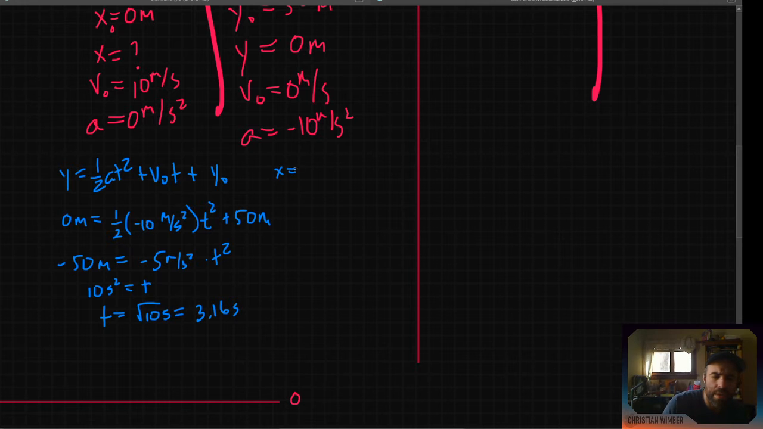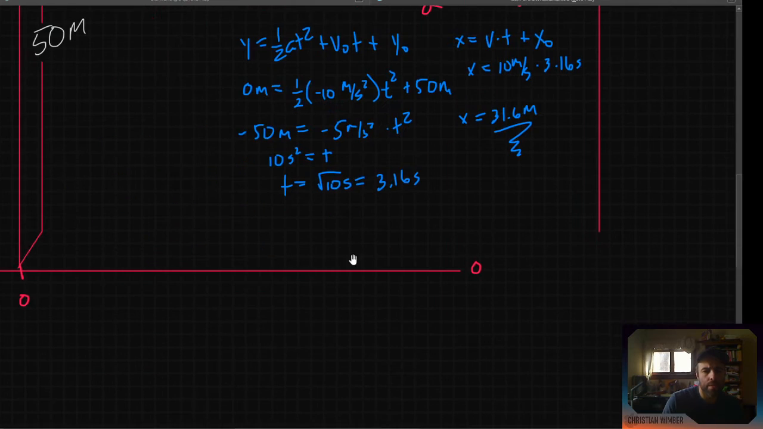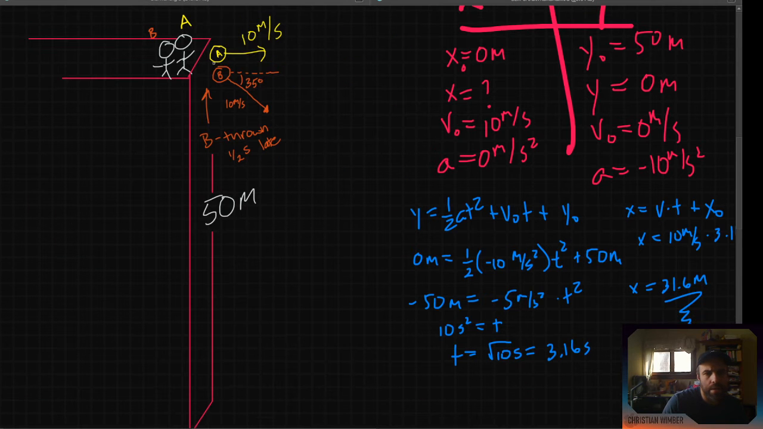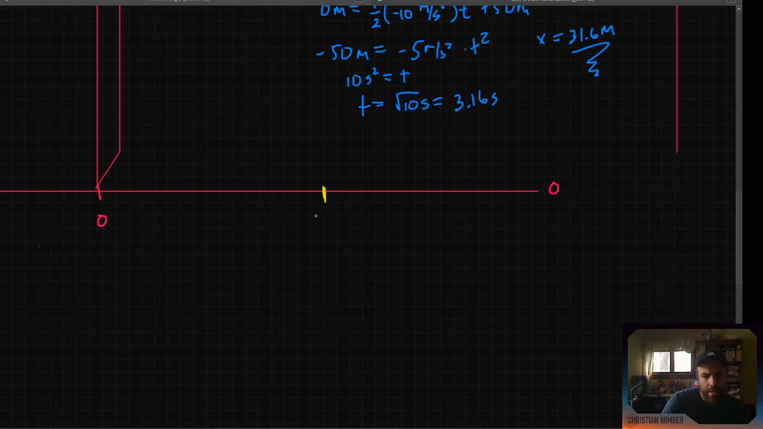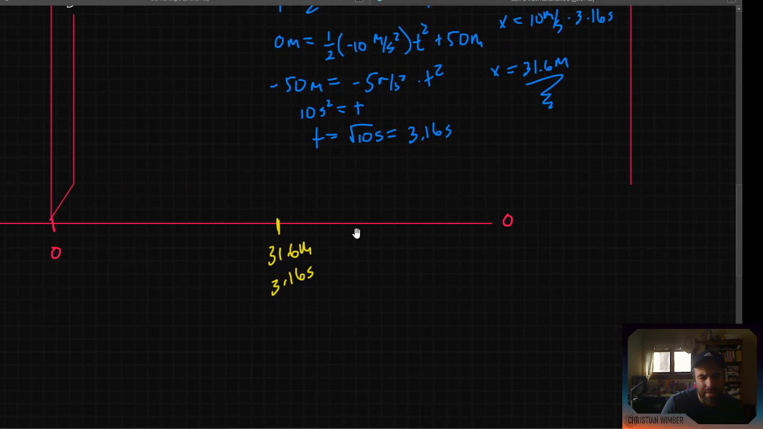Now horizontally, position is equal to the velocity times the time plus the initial position. We're going to then get the position is equal to 10 meters per second times our time plus 0. So I'm going to end up getting a final position of 31.6 meters. So for person A, who was yellow, their balloon ends up landing here at 31.6 meters, and it lands after a total of 3.16 seconds.